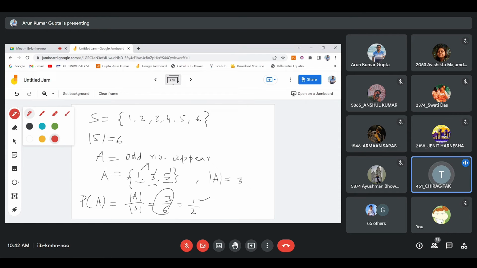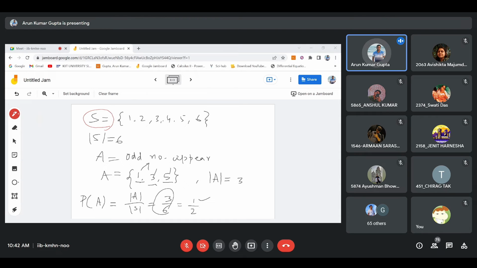All possible occurrences. Yes, the set of, not all. The set of all possible outcomes of an experiment is called sample space. When you consider an experiment, whatever the possible outcomes will be, if we take the collection of all those things in terms of a set, we call that set the sample space.